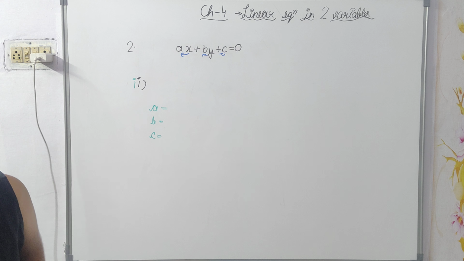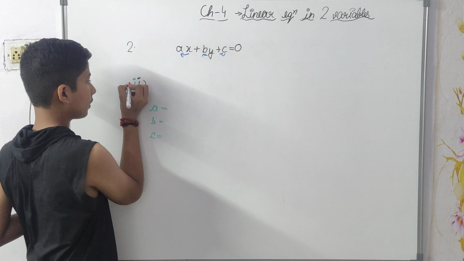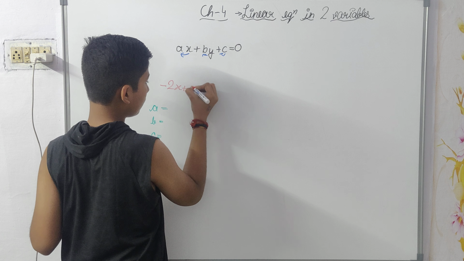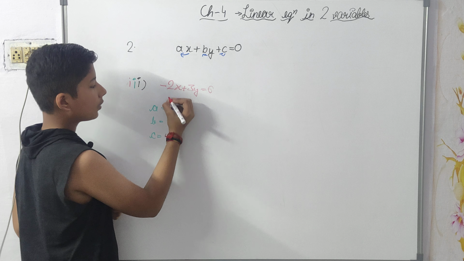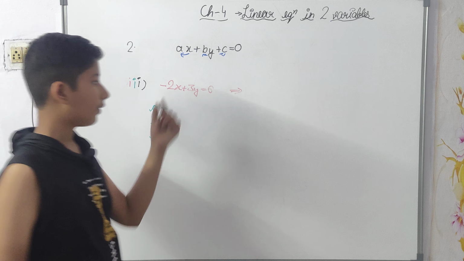Now next one, minus 2x plus 3y equals 6. So how will we write it? Minus 2x plus 3y minus 6 equals 0. I've told you, the 6 will go there and nothing will be left on the right side.